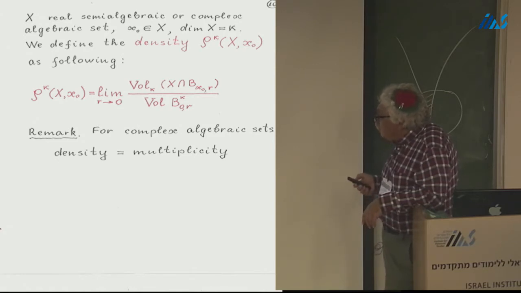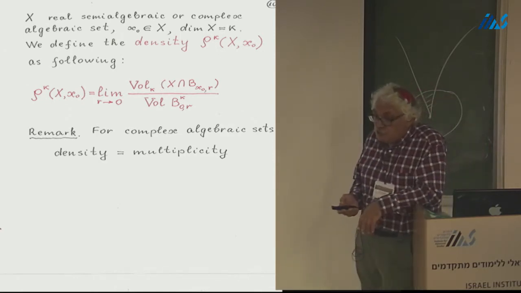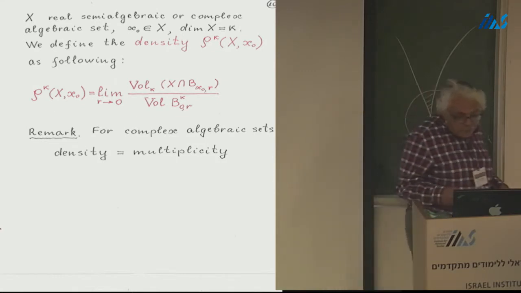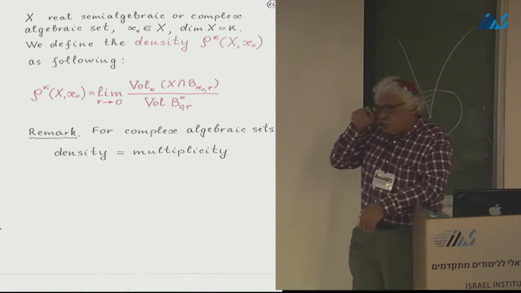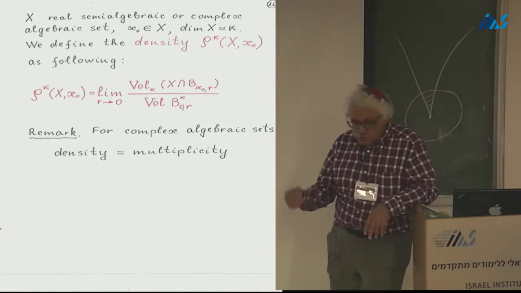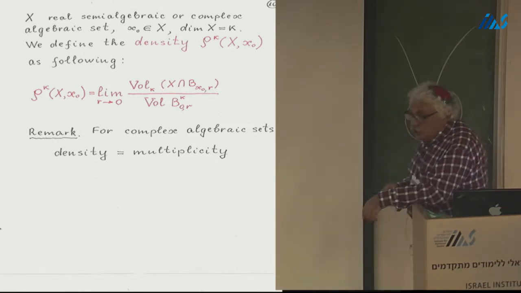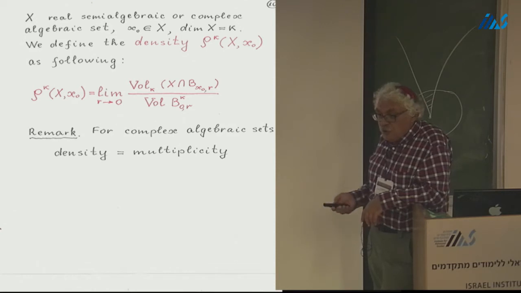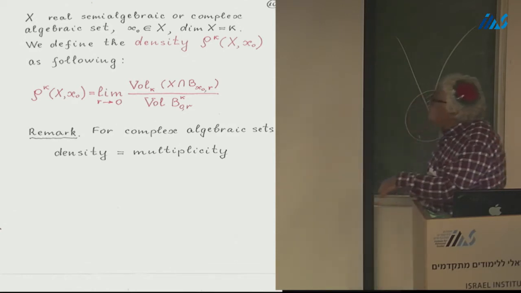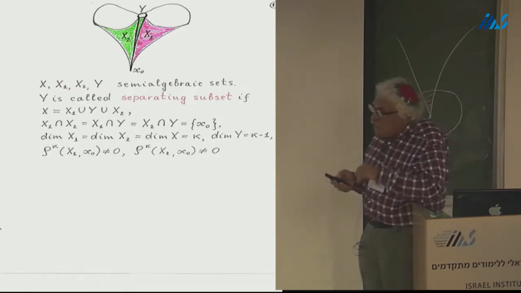and we have the result of Draper. The density is nothing else than multiplicity. What is the multiplicity of a complex algebraic set? If you have a complex algebraic set and you project it to a plane of the same dimension, then the projection is a finite map almost everywhere. In the generic projection, you have the same number of preimages. And for complex algebraic sets, density is equal to multiplicity, and this is not so for semi-algebraic or subanalytic sets.